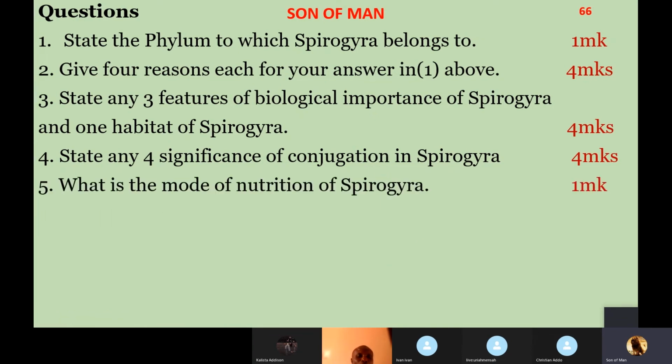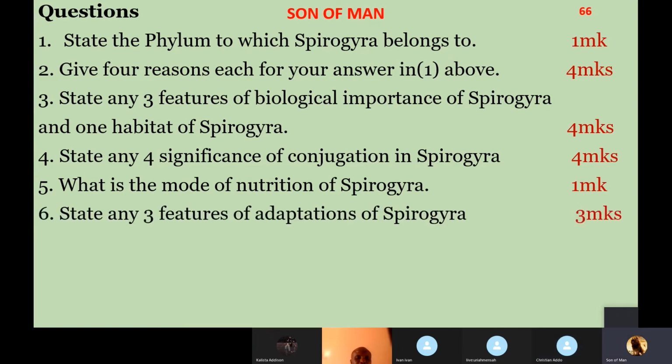For a mark, what is the mode of nutrition in Spirogyra? It's photosynthetic. Very good. Continue with question 6. 3 features of adaptation of the Spirogyra. So chlorophyll for photosynthesis. 2 more. It's lightweight, so it helps you to float on water. 1 more. Mucilage for protection. All right.